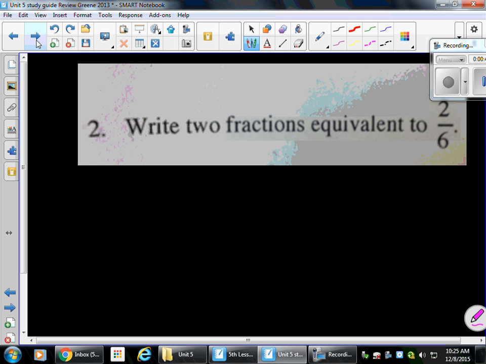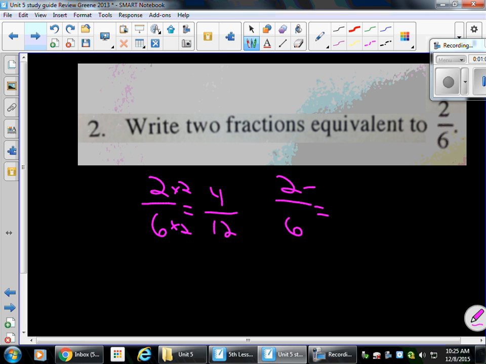Write two fractions equivalent to 2/6. And we just have two fractions. 2/6 equals, 2/6 equals. We're going times 2, which gives me 4 over 12. I'm going to actually divide this one because I can. 2 divided by 2 gives me 1. 6 divided by 2 gives me 3. Now, of course, you could have gone 3 times 2, 3 times 6, and gotten 6 over 18. I just wanted to show you that you can divide if you can reduce.